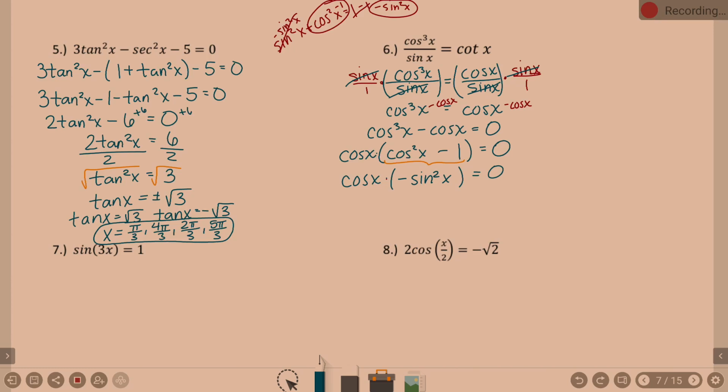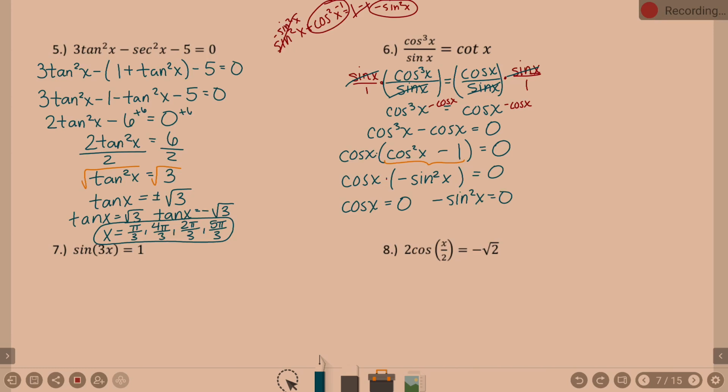Okay, let me rephrase that. You have two factors being multiplied together to equal 0, right? It only works if they have this equal 0. So we have two factors being multiplied to equal 0. Set them each equal to 0. Okay, so in both cases we would have cosine x equals 0. And then in our most recent case we have negative sine squared x equals 0.